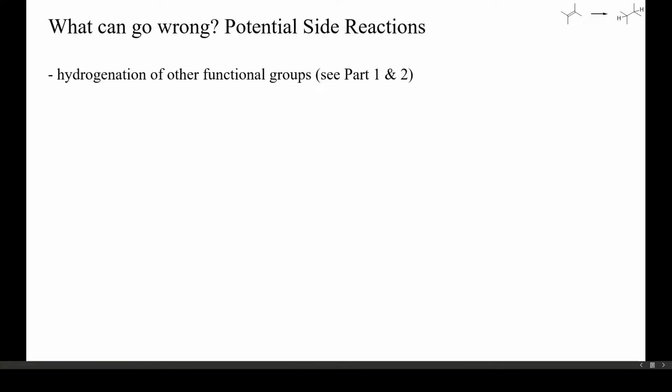Let's now check a few potential side reactions. Although I have shown you examples of selective hydrogenations, many of these had to be carefully optimized to achieve these selectivities. You can find examples of the reduction of other functional groups in part 1 and 2 of this playlist.